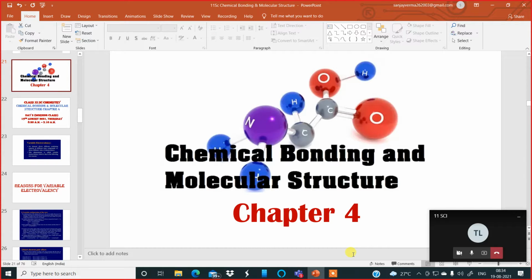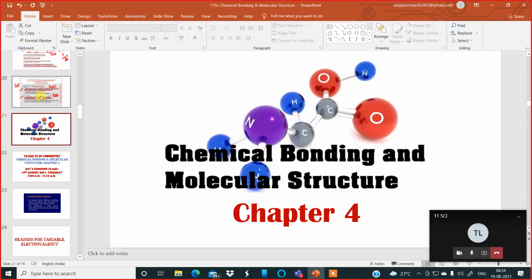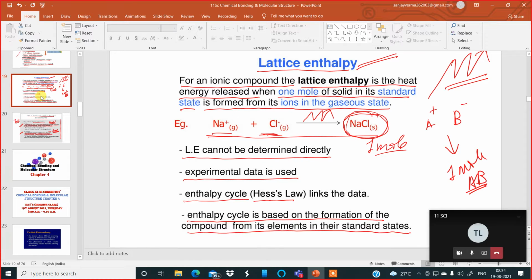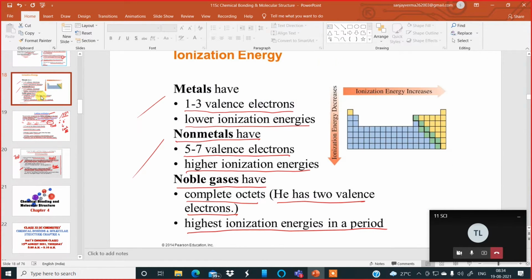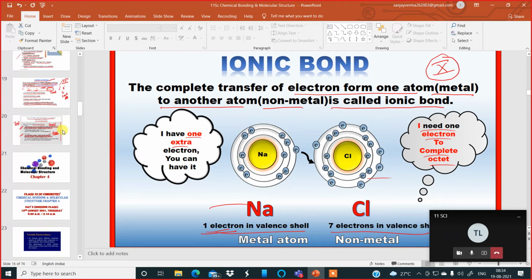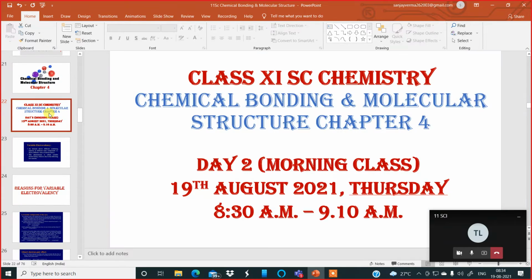Now, in the previous class, yesterday's class, I had discussed very quickly lattice enthalpy, the factors affecting lattice enthalpy, the meaning of lattice enthalpy, and also ionization energy with regard to metals and non-metals in the formation of an ionic bond. So today I'll be continuing with this chapter. Today is the second day. It's a morning class. I'll have one more class in the afternoon at 12 o'clock.